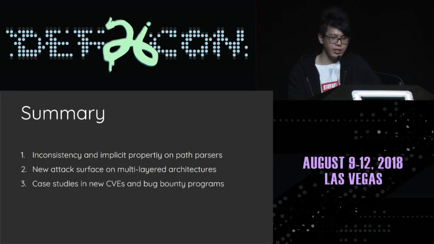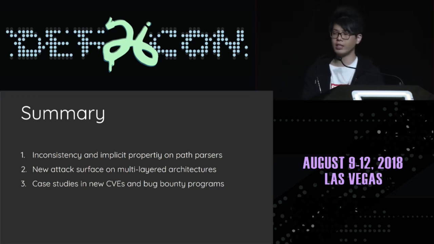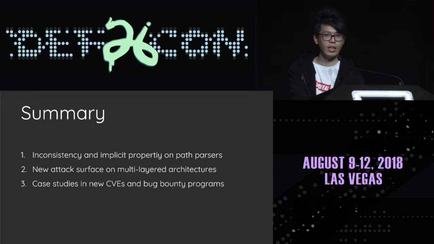Okay, summary. In this talk, we first showed the brand new bugs about the path parser and path normalization, including inconsistency, misuse methods, and the slash-dash problem in Nginx. Then we introduced a new attack surface on the reverse proxy architecture that can bypass access control and escape from context mapping. Lastly, we showed several case studies on not only open source applications, but also bug bounty programs.